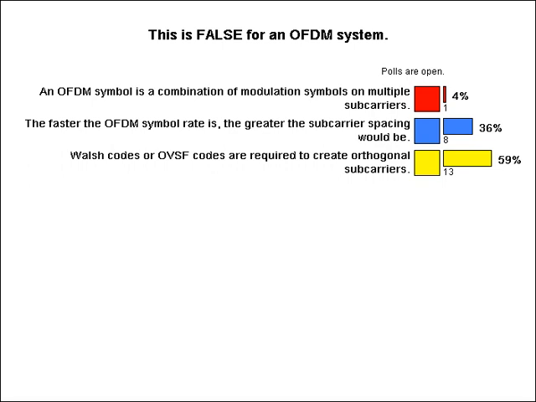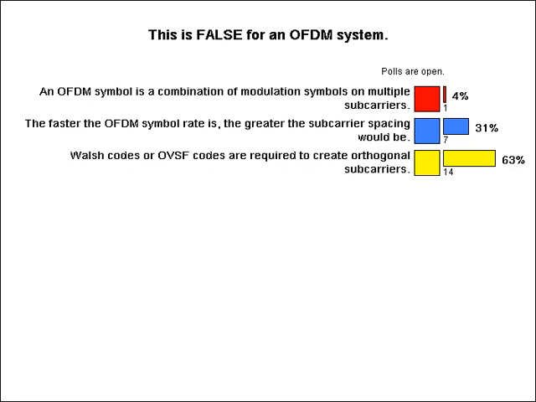We have 60% correct answer. So, to create orthogonal subcarriers, we do not need Walsh codes or OVSF codes. Walsh codes are required for what? 1x. OVSF codes for UMTS, not here. We are not using CDMA. No need for those codes for orthogonality. To create orthogonal subcarriers, we already discussed that during the modulation symbol period, one subcarrier has 1 cycle, another subcarrier maybe 2 cycles, and so on. As long as you have integer multiples of cycles, integer multiples of sine waves, then you are okay.